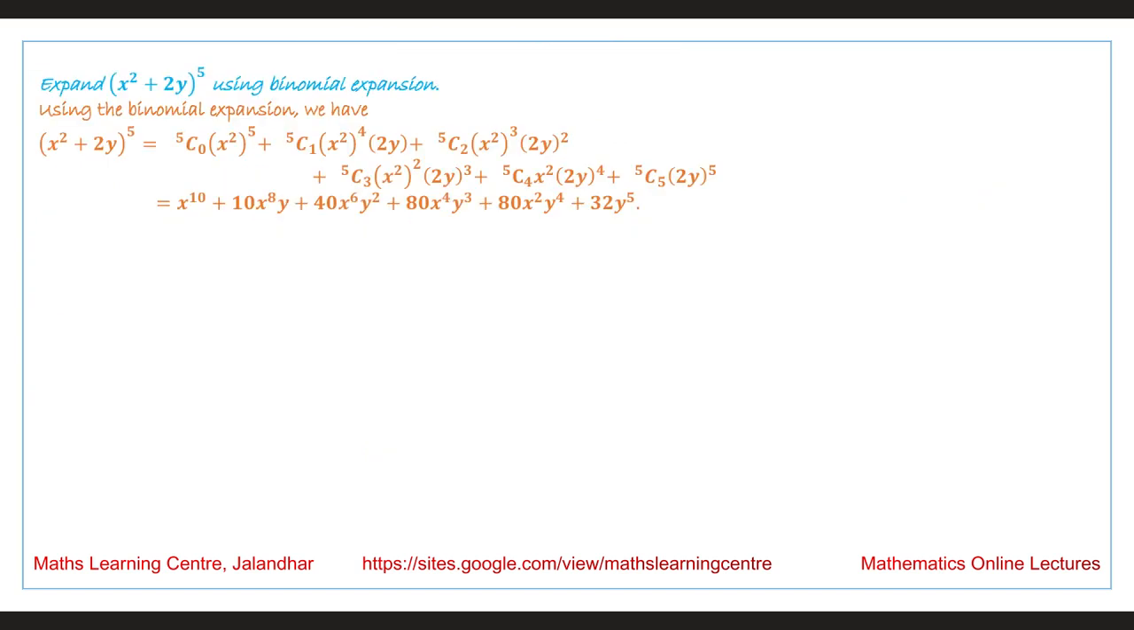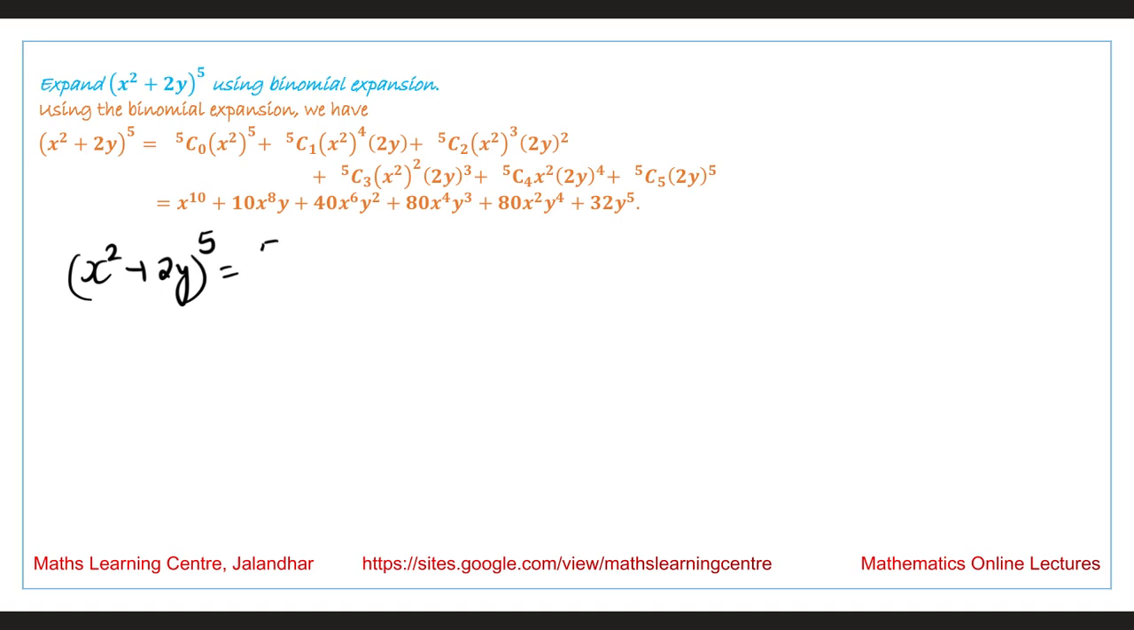So based upon this, we have certain problems. First, we have to expand this expression: (x square plus 2y) raised to the power 5. One method to expand this is to remember Pascal's triangle up to some terms, and we can directly write the value.